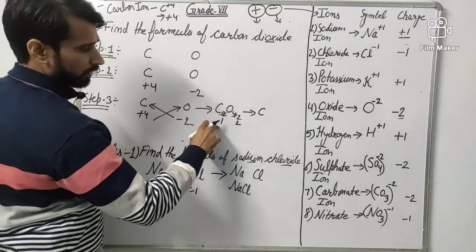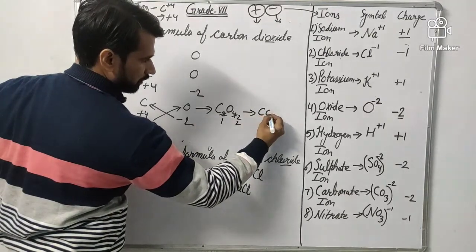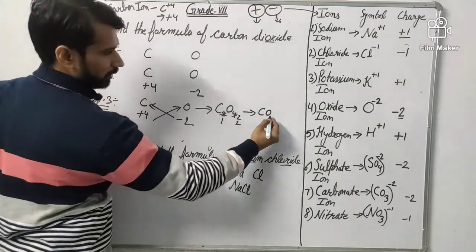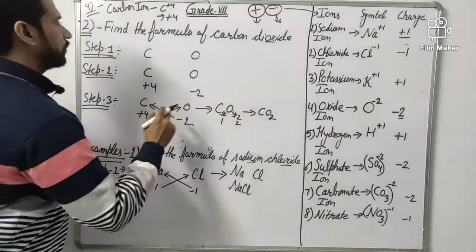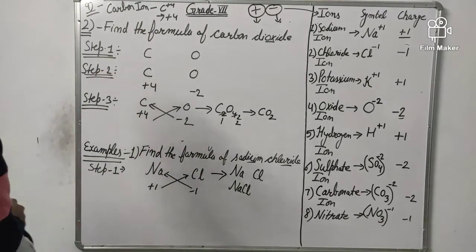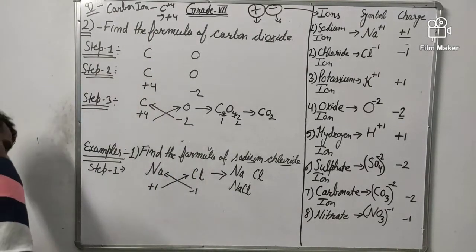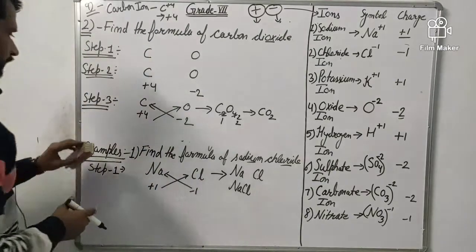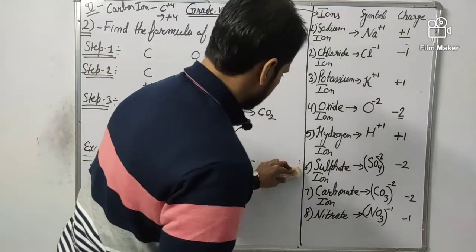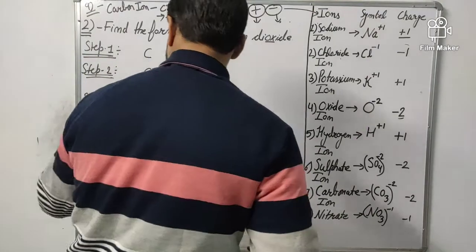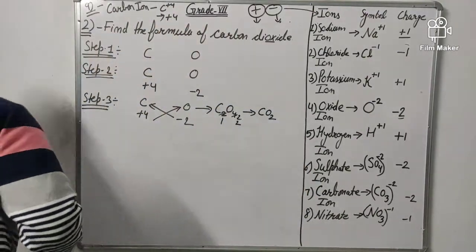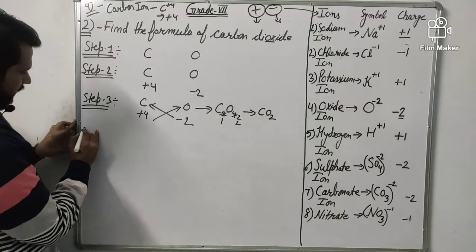You don't need to write 1. How many O are there? There are 2 O. So carbon dioxide has formula CO2. Okay, take one more example from complex ions. Example number 3.